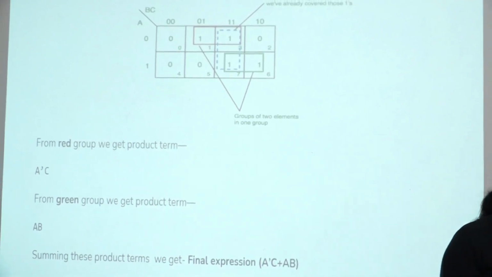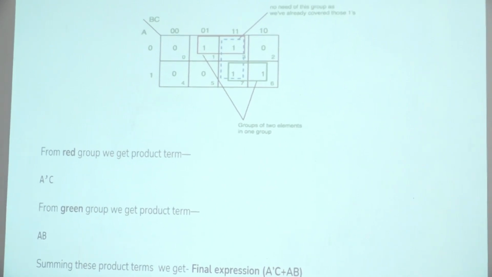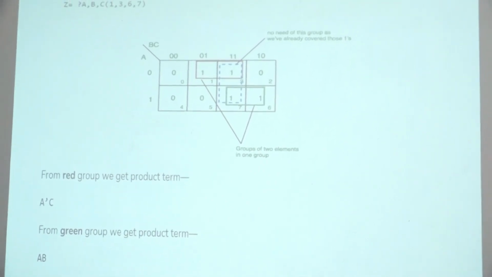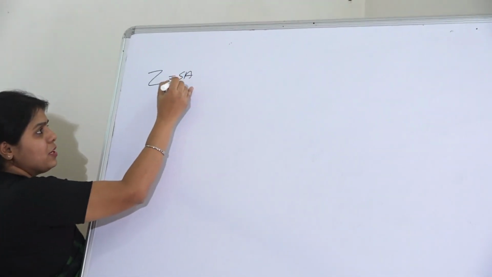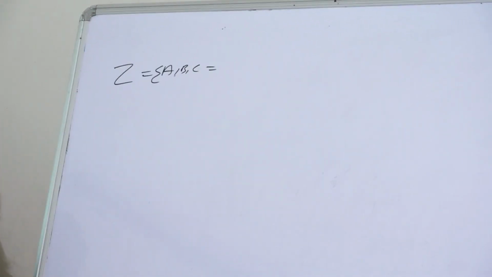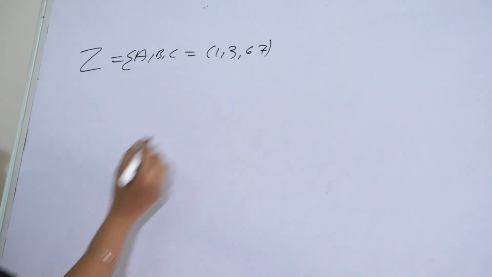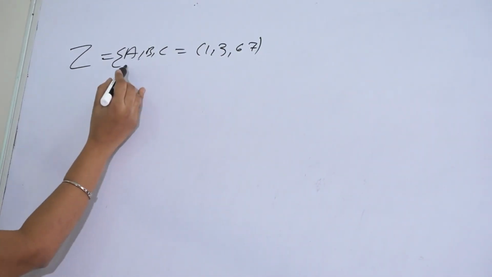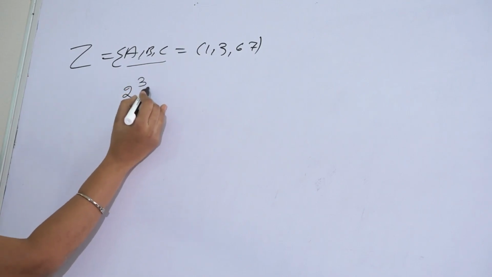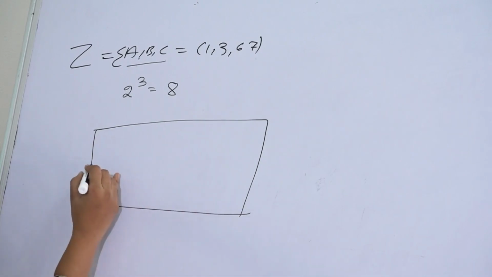Got it, guys? So let me repeat. Step 1 is choosing the number of cells in the K-map depending upon the number of input variables. In this example we were given Z is equal to summation of A, B, C, which is equal to 1, 3, 6, 7. So what did I do in step 1? As I have 3 input variables, I'll go for 2 power 3, that is 8 cells. So I'll draw a K-map with 8 cells.